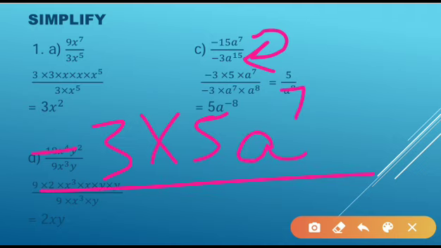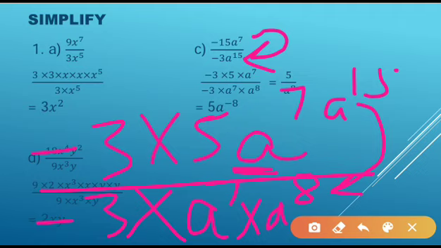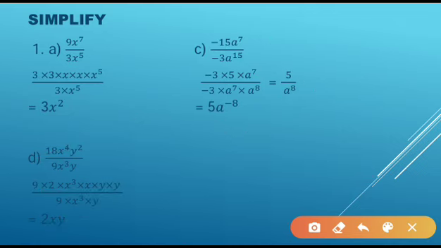Now in the denominator, 3 will be as it is, minus 3 into a to the power 15. Expand it in the power of 7 so that they both can be cancelled: a to the power 7 and a to the power 8. A to the power 15 can be written as a to the power 7 into a to the power 8. Why? Because the base is same, so the powers will be added. Now you can easily cancel. Minus will be cancelled. 3 into 3 will be cancelled. A to the power 7 and a to the power 7 will be cancelled. Now what remains? Remaining is 5 upon a to the power 8.